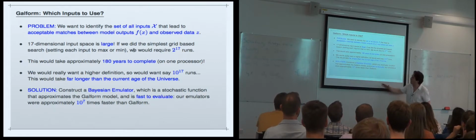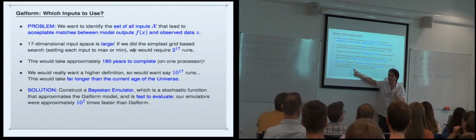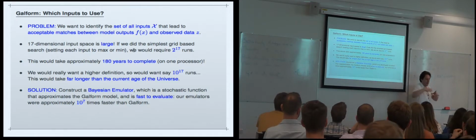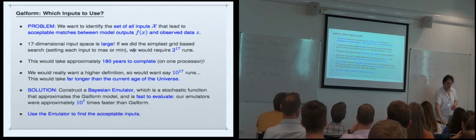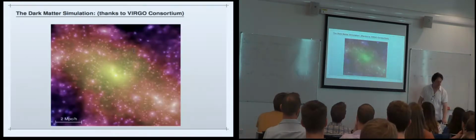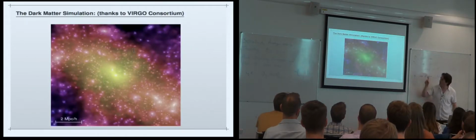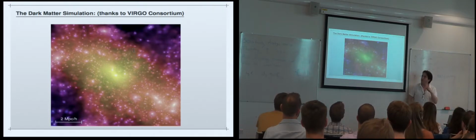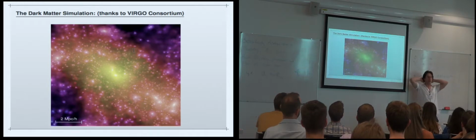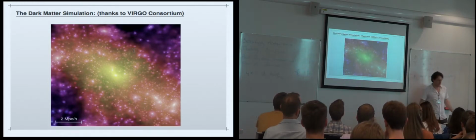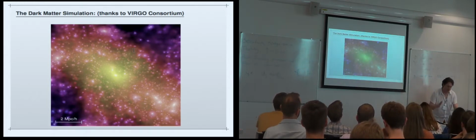And as I say, a single emulator is approximately 10 to the 7 times faster. When I batch them up, because there's a few of them I need to evaluate, it's a speed increase of about 10 to the 6. So we use the emulator to find the acceptable inputs. In this project, we match the model to modern observations of galaxies. That means fairly recent observations of galaxies, up to a certain redshift.